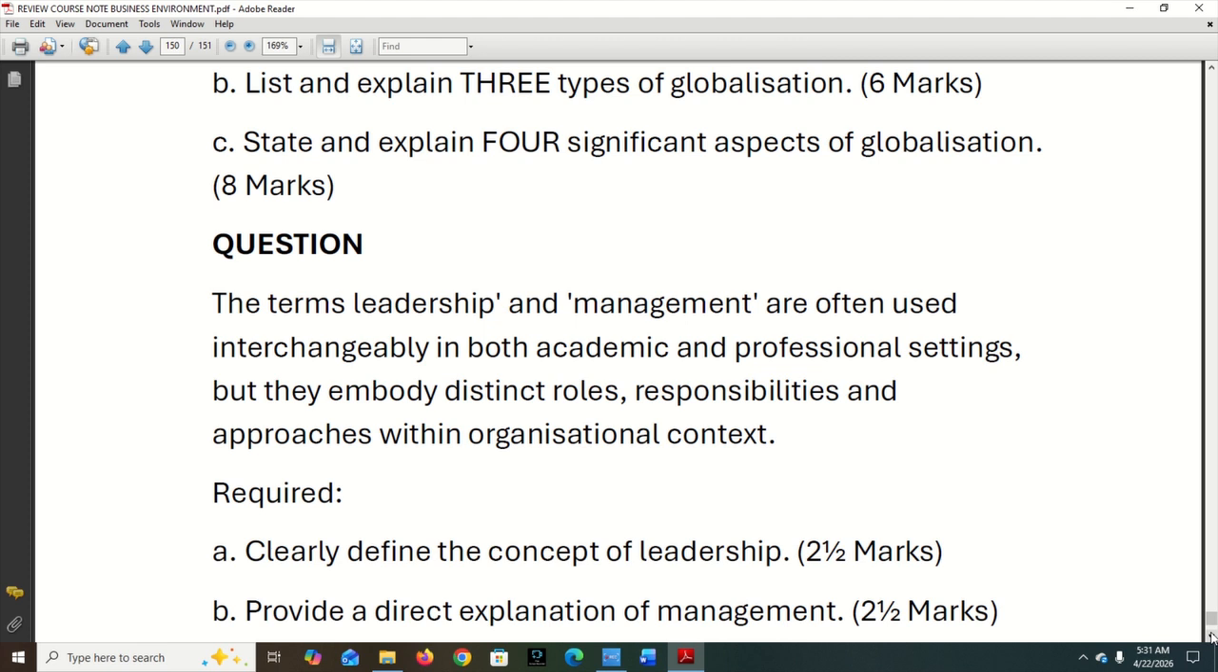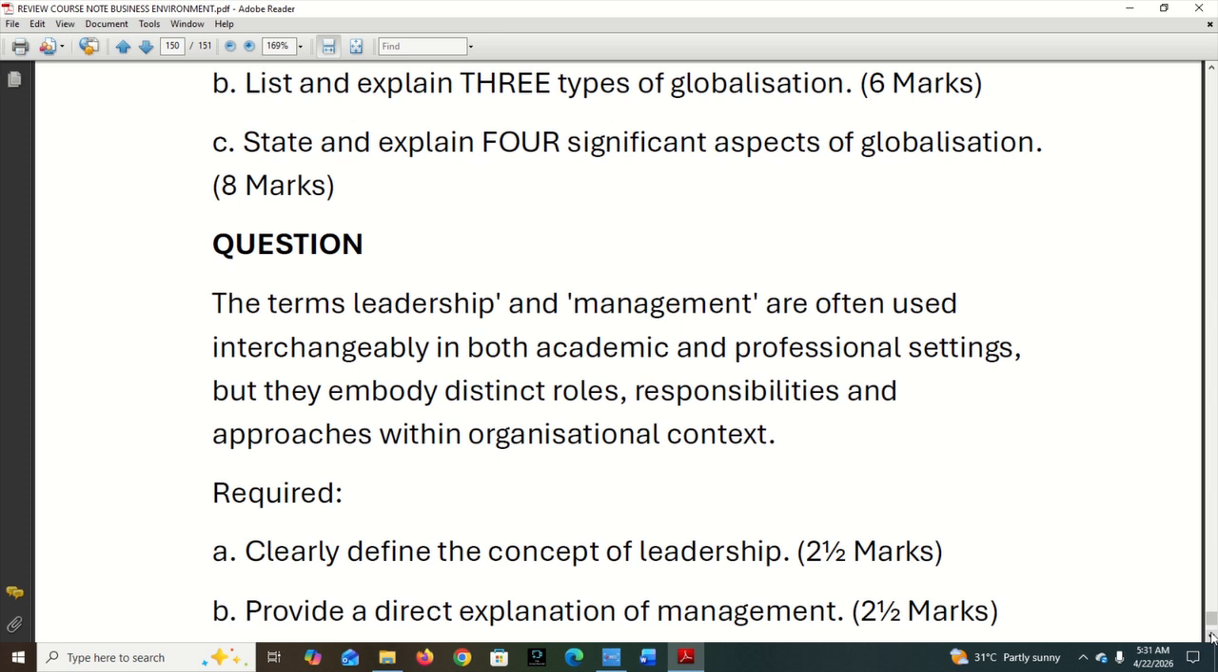All right, let's look at this question. It says the terms leadership and management are often used interchangeably. Of course, in most cases you can use them interchangeably, at times you use them for each other. But now clearly define the concept of leadership, but they are different. So one, they ask you to define what is leadership.